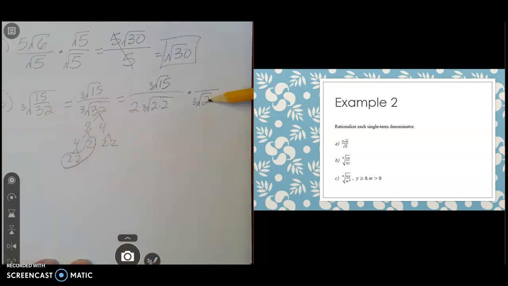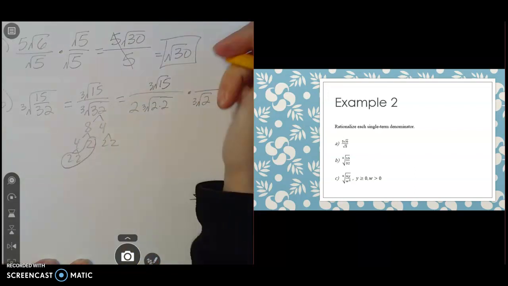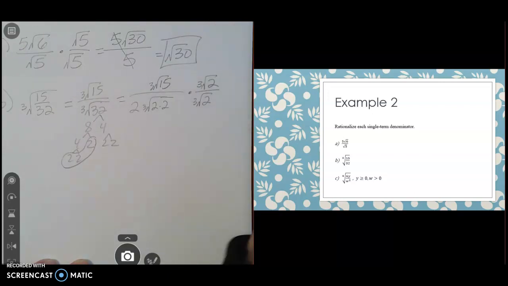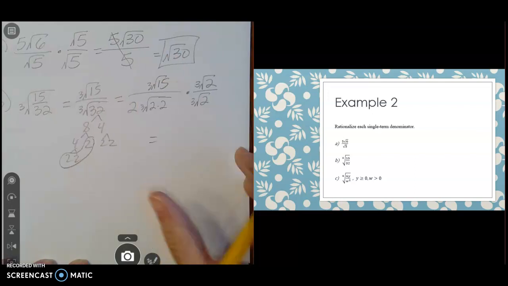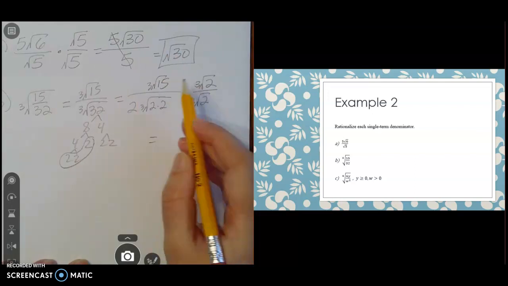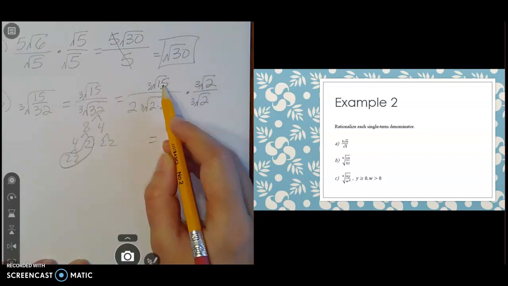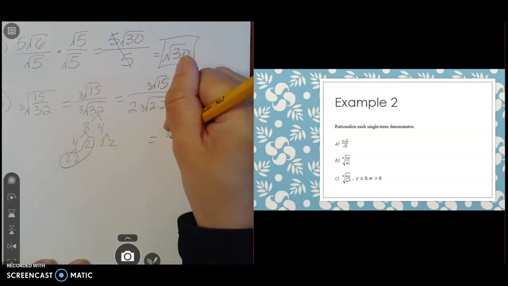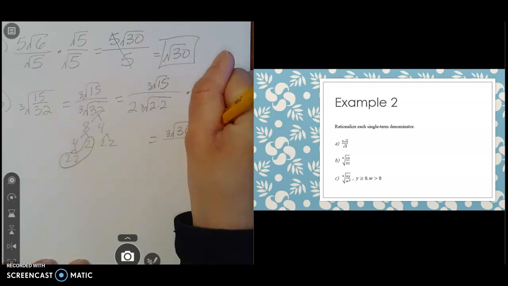Whatever you multiply by in the denominator, we're going to need to do the same thing in the numerator so they stay equivalent. All right, from here, we're just going to multiply. Outside times outside, 1 times 1 is 1. Inside times inside, 15 times 2 is 30. So we'll have the cube root of 30 in the numerator.